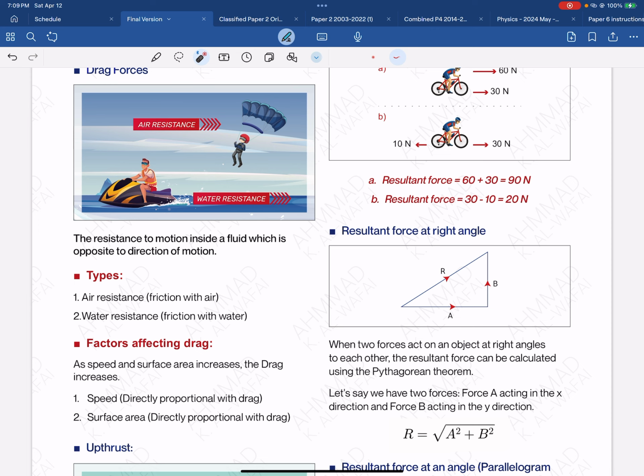But also, if you decrease your speed or the surface area, these two are going to decrease. They usually ask what happens to the forces when the object slows down. So you'll have to say that the resisting forces also decrease, so keep that in mind.